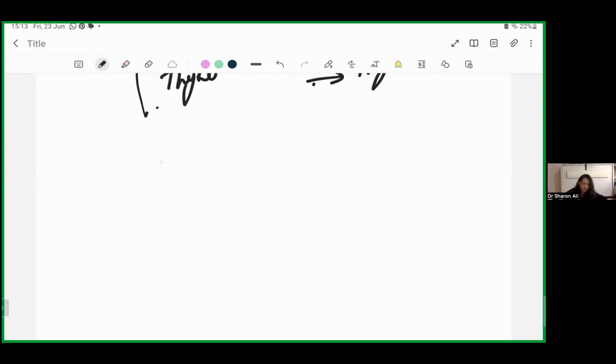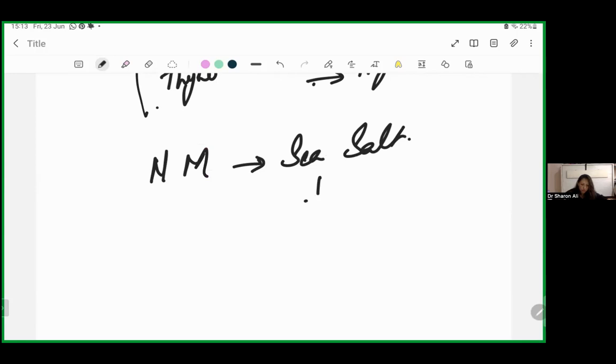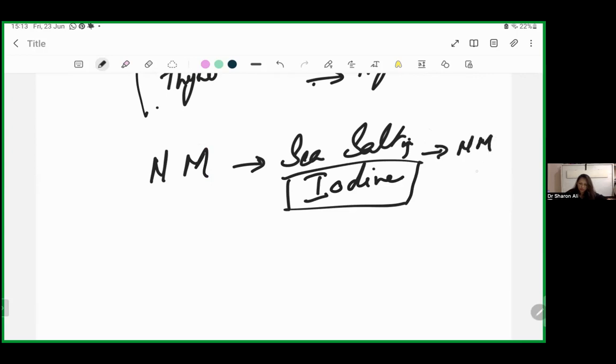Now, if you see natrum mur, it's usually sea salt. There is always a small percentage of iodine in it, which, along with sodium chloride, gives us symptoms of natrum mur for the thyroid gland.